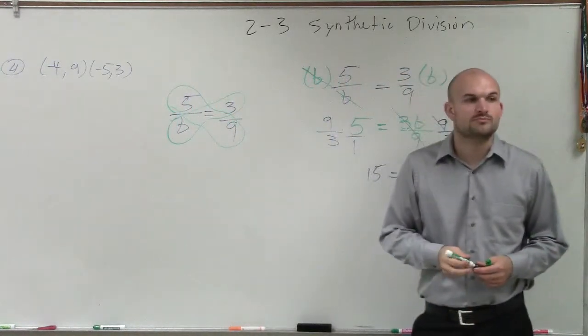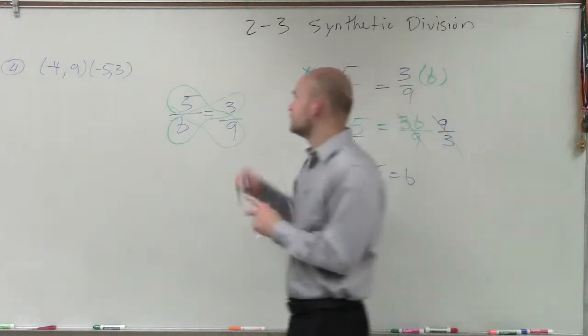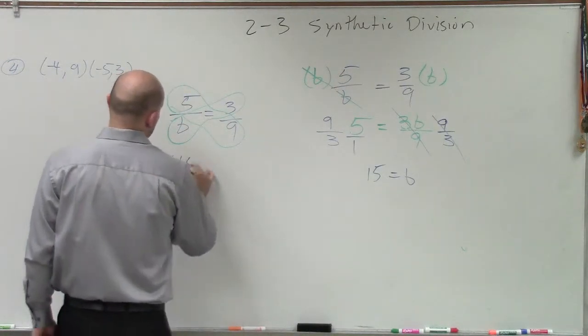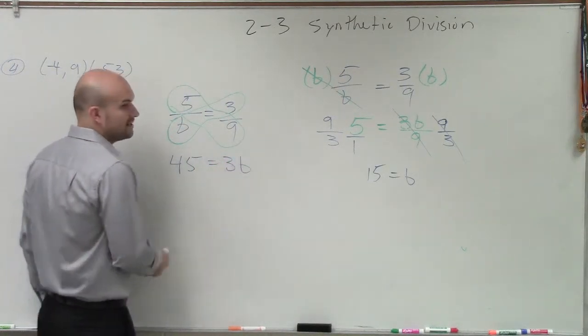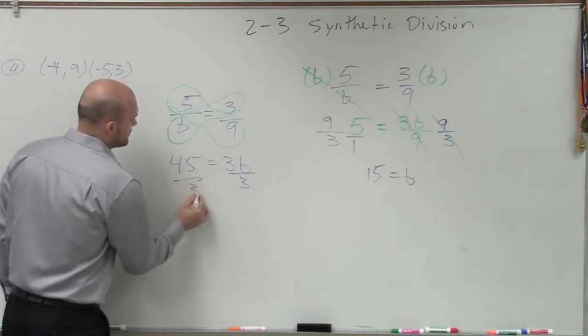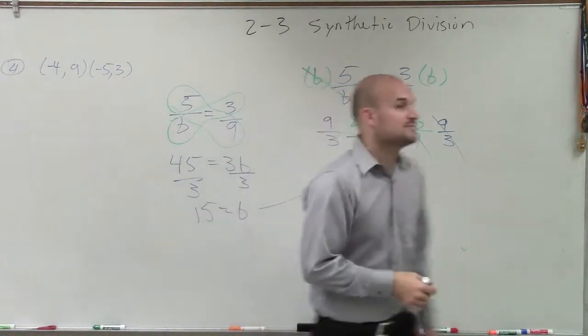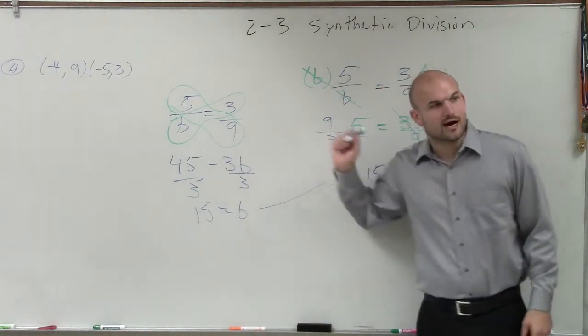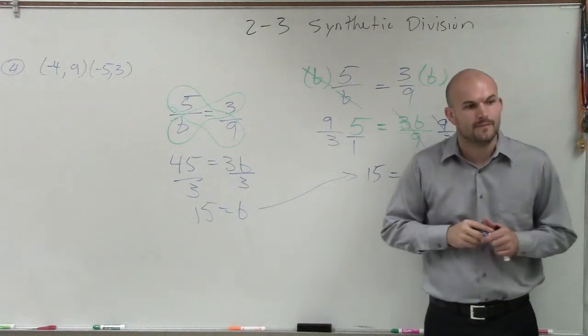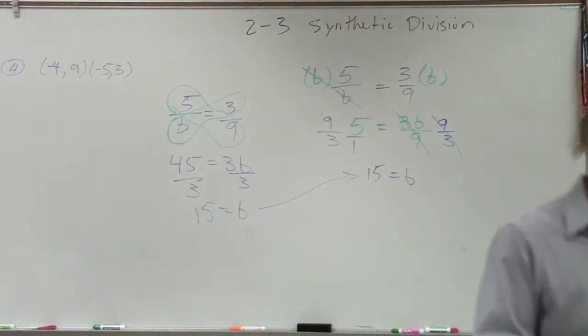what you're going to do is multiply across. So therefore you have 5 times 9, which is 45, equals 3 times b. Now I divide by 3, and I get 15 equals b. It's so much easier. It is, but you have to understand how they both work on each side. I'm not saying you don't have to do a cross multiplication.